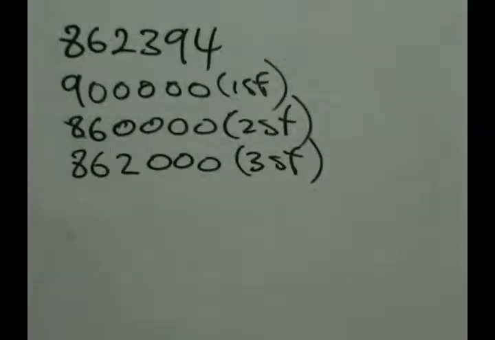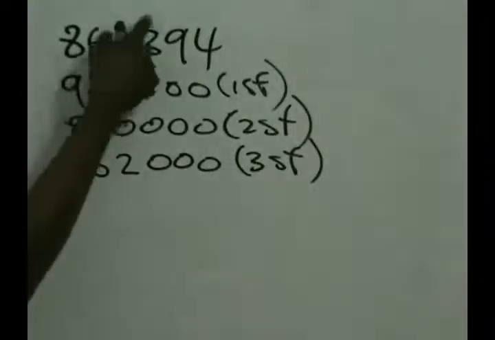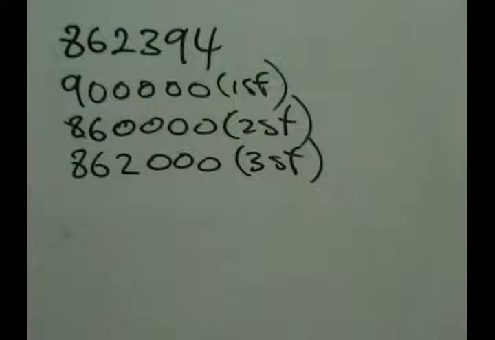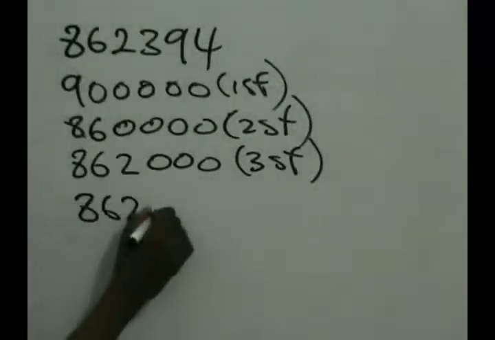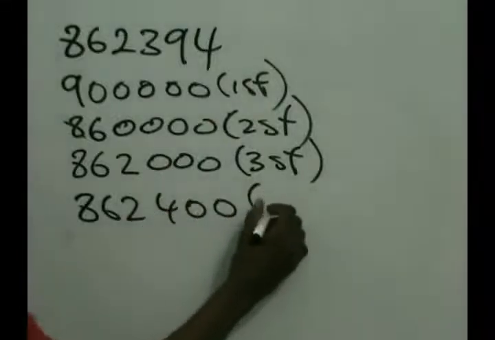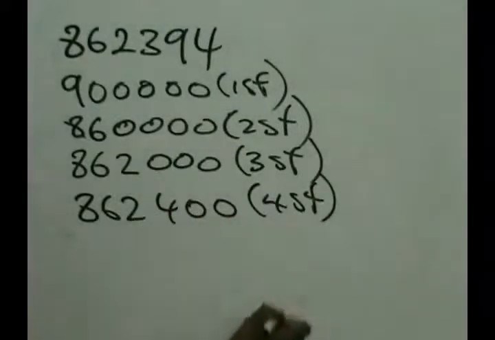4 significant figures. 1, 2, 3, 4. 3 is the fourth significant figure. 3 followed by a 9 will become a 4. So you have 862400. That will be 4 significant figures.